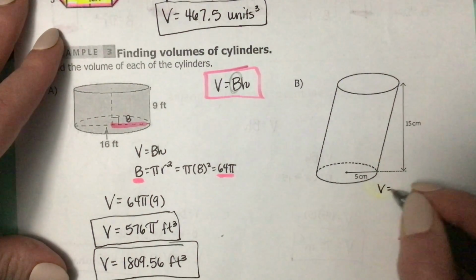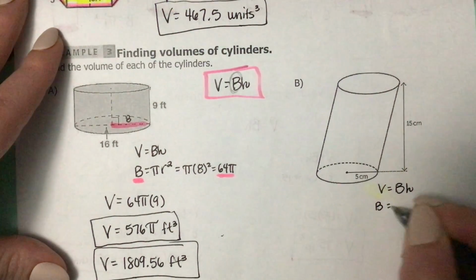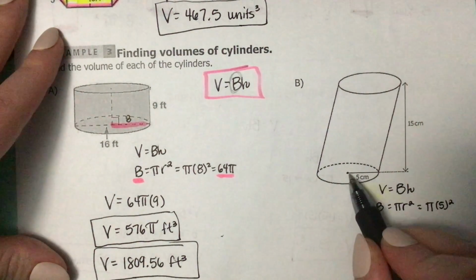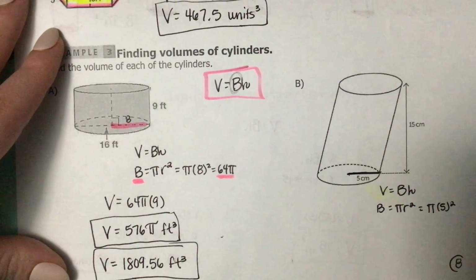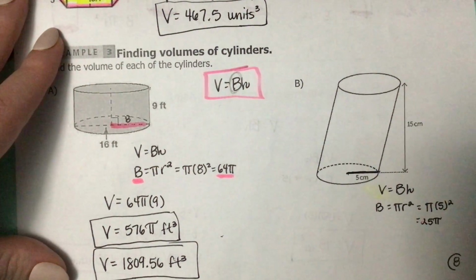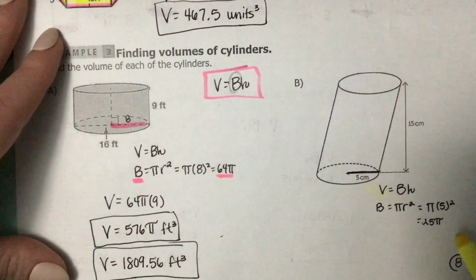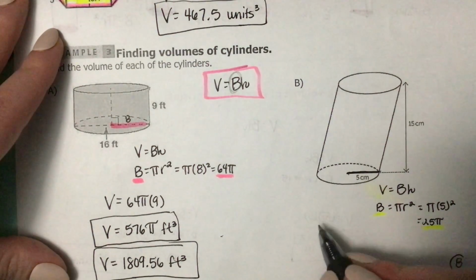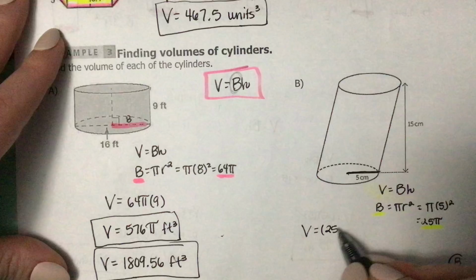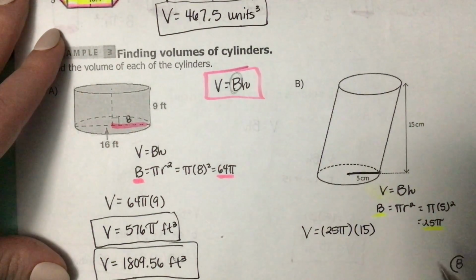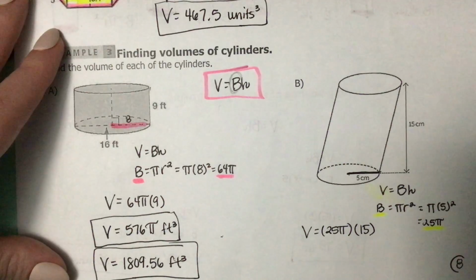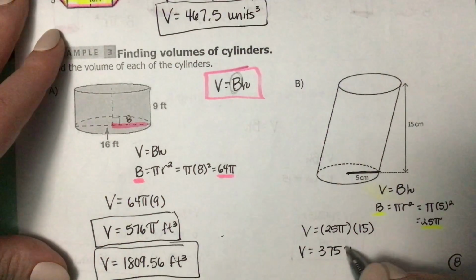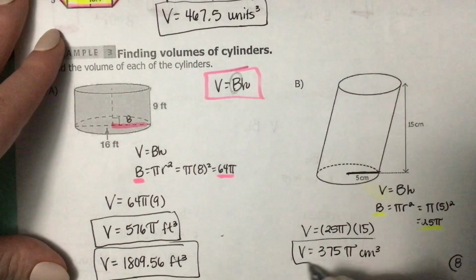So volume is going to equal base times height. The base is pi r squared, which is going to be pi times 5 squared, because this 5 right here is this radius. So that's going to get me 25 pi. That 25 pi, this right here, is big B, the base of the whole cylinder. So now I'm ready to say 25 pi times the height, which is 15. When I take 25 times 15, I'm getting 375. So the volume is 375 pi cubic centimeters.